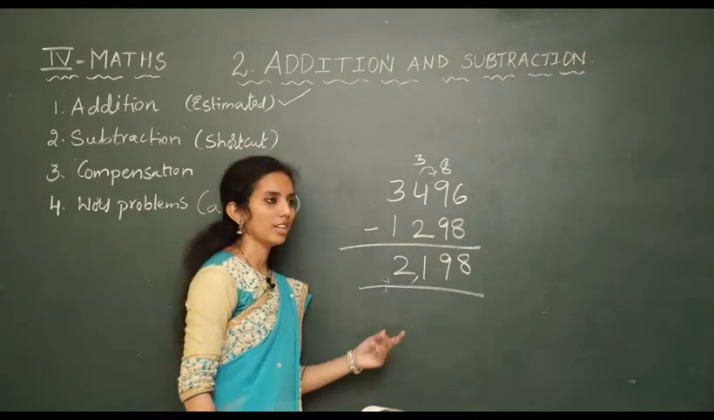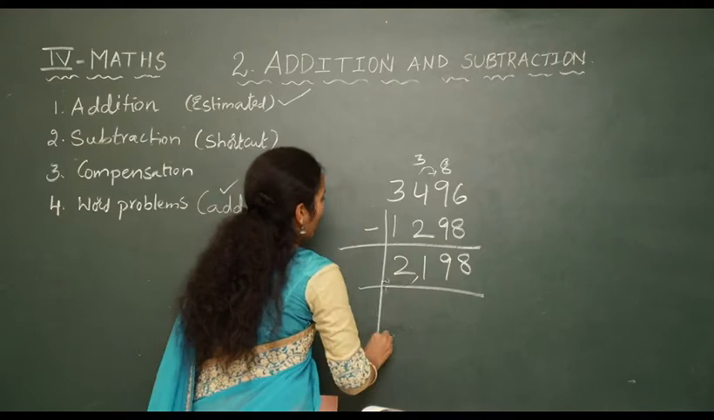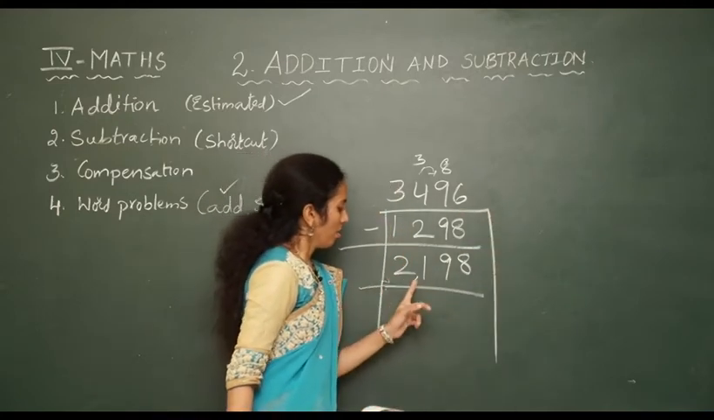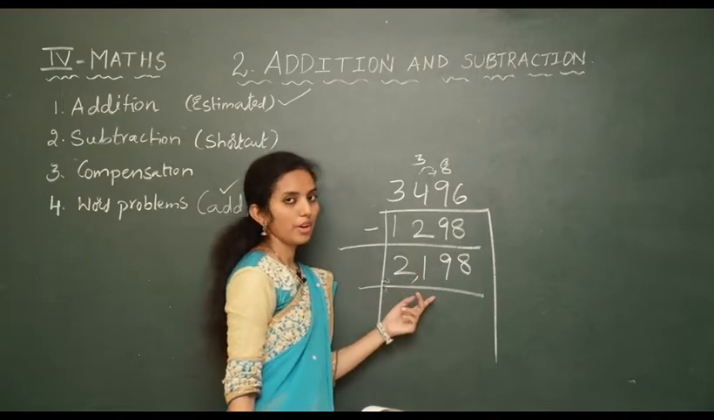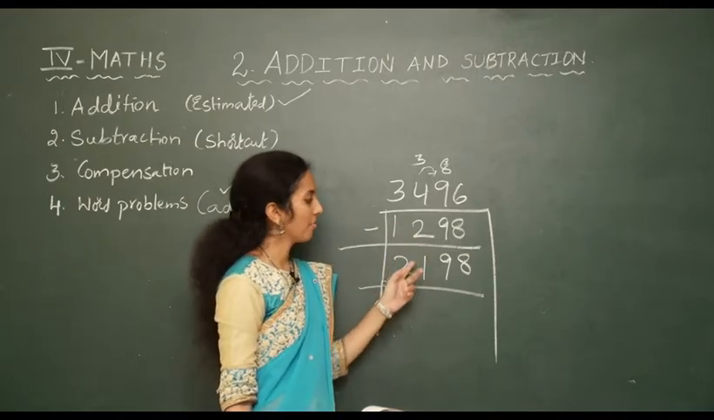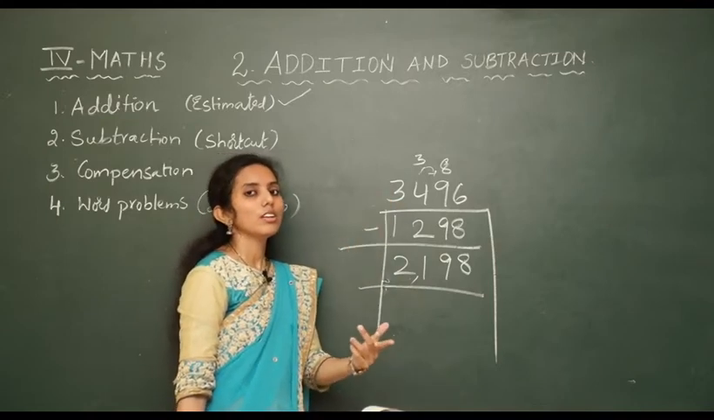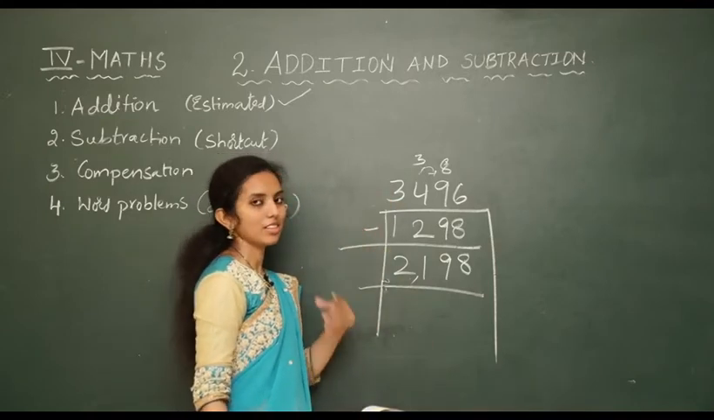So whether the subtraction we have performed here is right or wrong, how do we know? Let us check. How do we check? Let us check by adding these 2 numbers, the difference and the number that was subtracted. If we add these 2 numbers, we should get the first number. If we get this number, then our answer is correct.